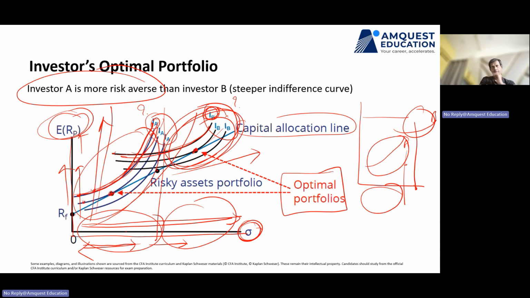When you say steeper, you mean more vertical, right? Not sleeping. Correct? Yep. Yeah, that's correct.